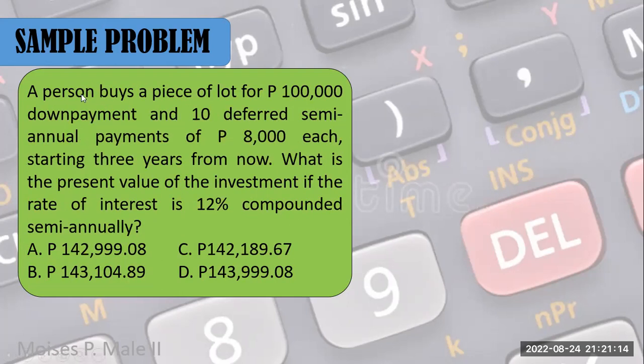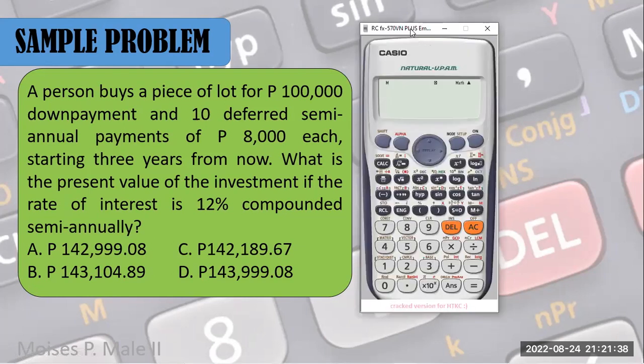Okay, next. Person buys a piece of lot for a 100,000 down payment and 10 deferred semi-annual payments of 8,000 each starting 3 years from now. What is the present value? So, present value na formula, pero dagdagan nyo ng 100,000 kasi may down payment, no? Okay, down payment yun.